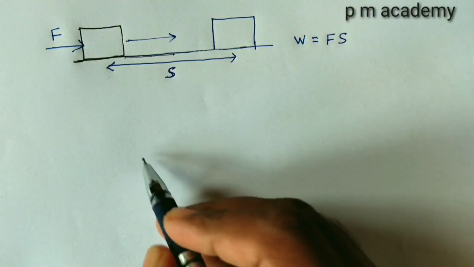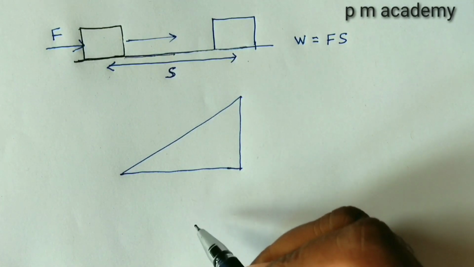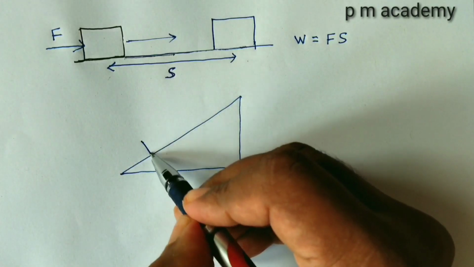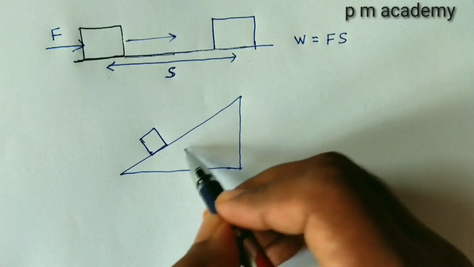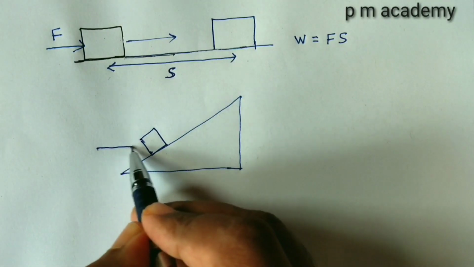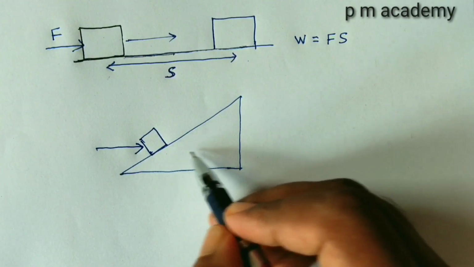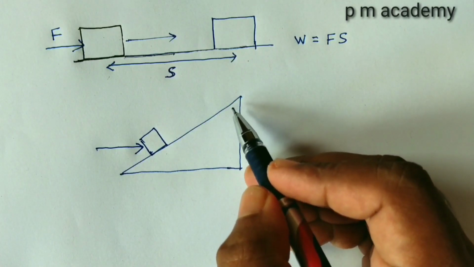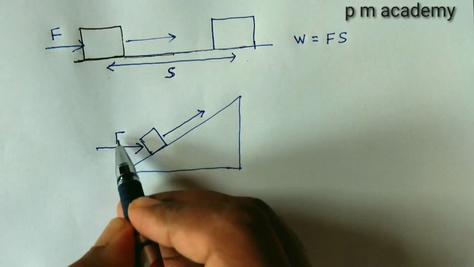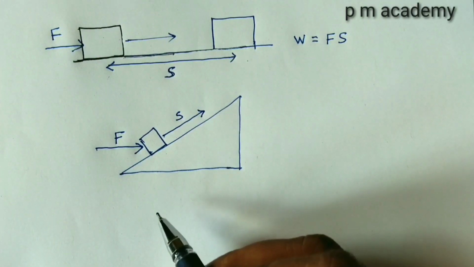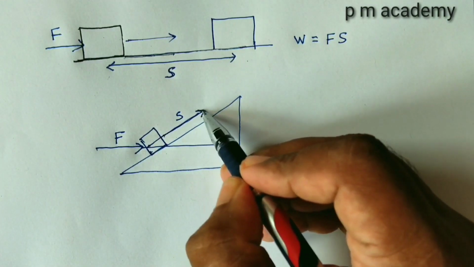Then another situation: if you are placing an object on an inclined surface, the surface is smooth, that means there is no frictional force. If you are applying a force in the horizontal direction, the object will not move in the horizontal direction because it is an inclined plane. The object will move in this direction. Therefore, it is a force applied, and it is a displacement. The direction of force is in this direction and the displacement is in this direction.